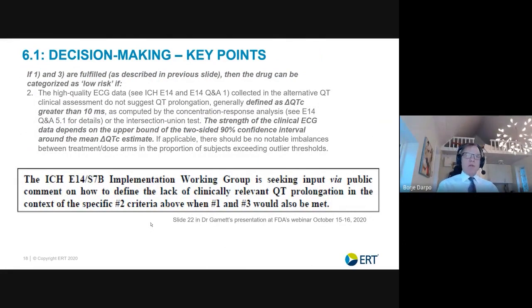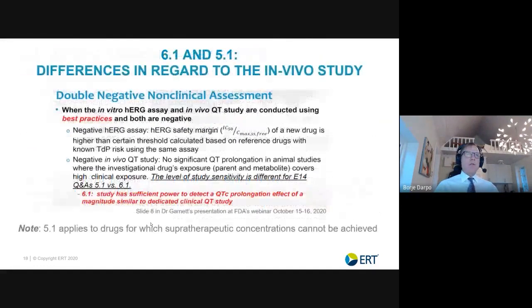The main reason for this is that there is a disagreement in the group because this is a novel criterion that is brought into E14. It should be noted, and Dr. Kleiman will elaborate on this further, that the definition of a negative in vivo study is not exactly the same in 5.1 and in 6.1. The main difference being that in 6.1, the in vivo study should be powered to detect the QTc prolongation similar to the effect in the clinical therapeutic study.